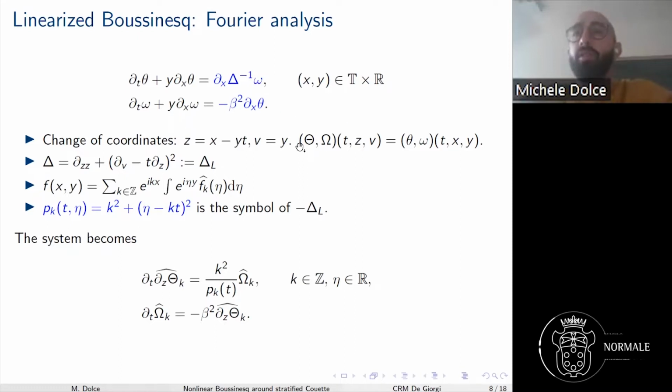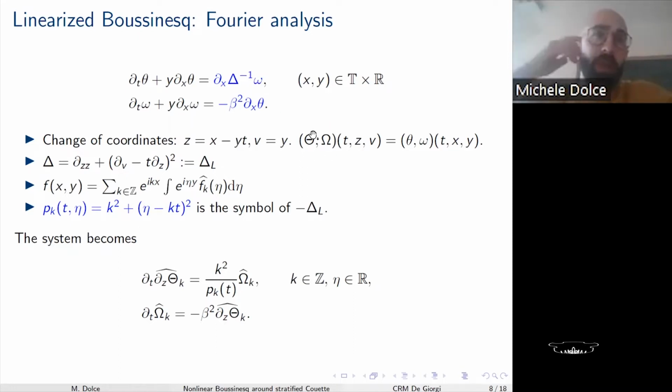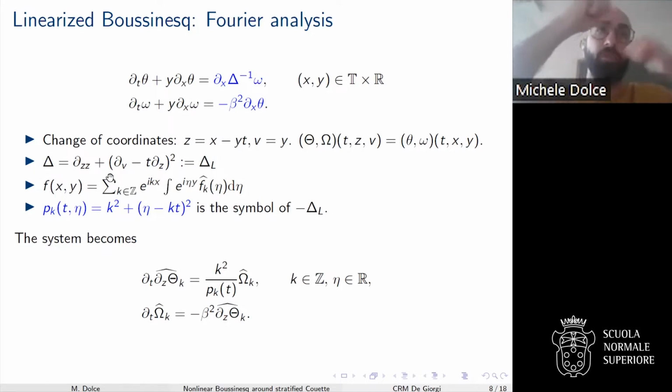And we are going to denote from now on with capital letters variables in the moving frame. The differential operators are going to change in this moving frame, and therefore you will see time dependence. Somehow the differential operators are also tilted. And there is a symbol associated to minus the Laplacian, which we call P, and it's going to appear several times from now on.